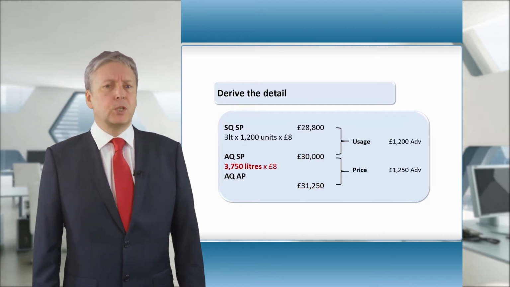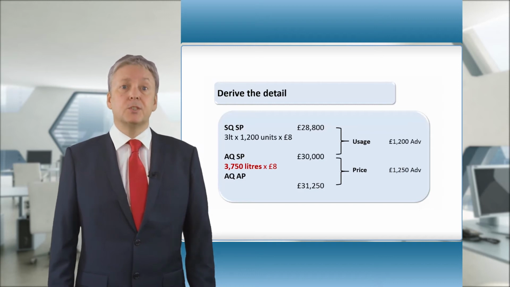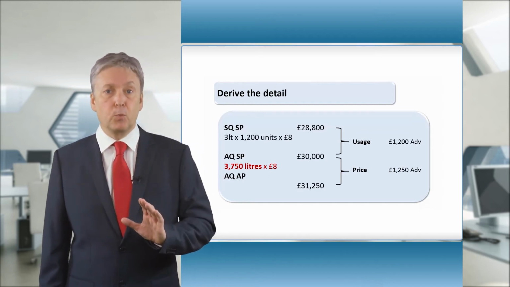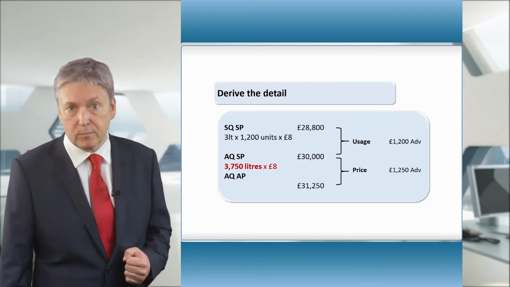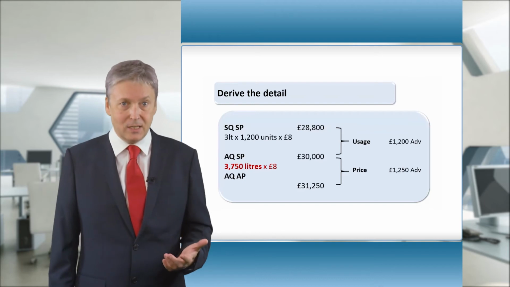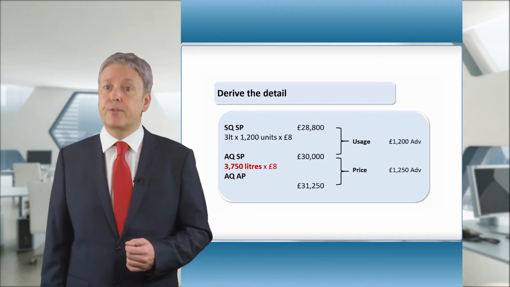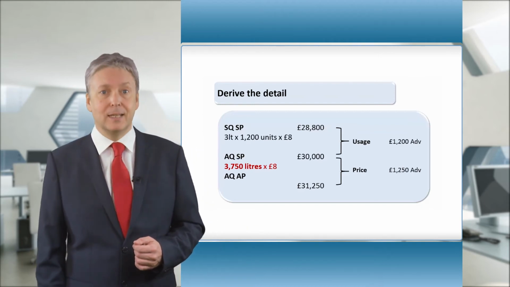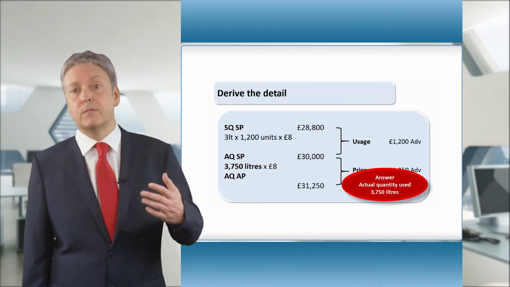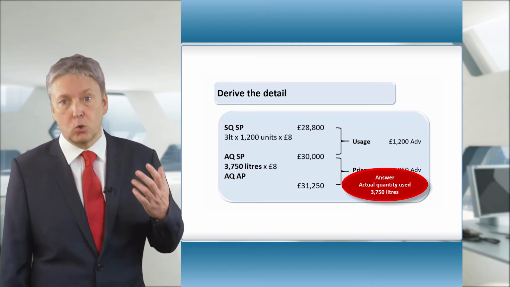Given that we already know the standard price, that means that we can work out what the actual quantity will be. We simply take the £30,000 that we have, divide through by the standard price of 8, and hey presto, we have 3,750 litres. So we have managed to calculate one of the answers needed, the actual quantity used.